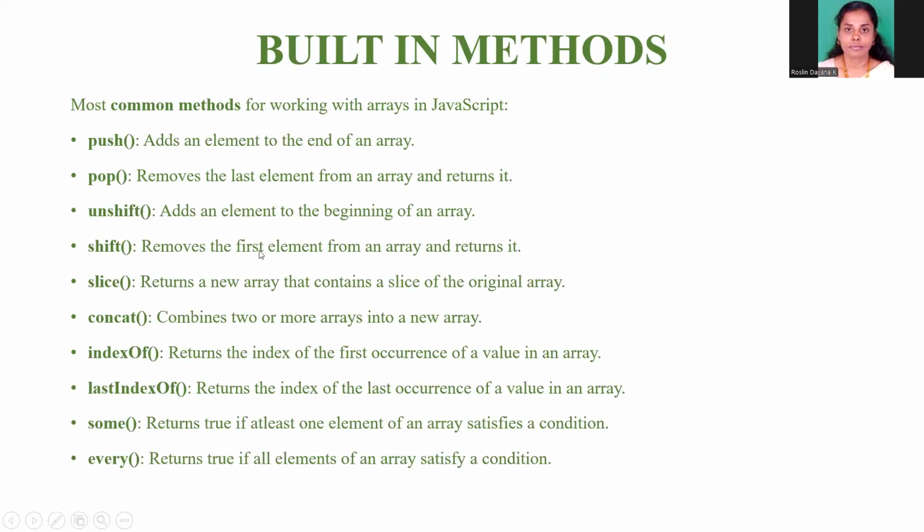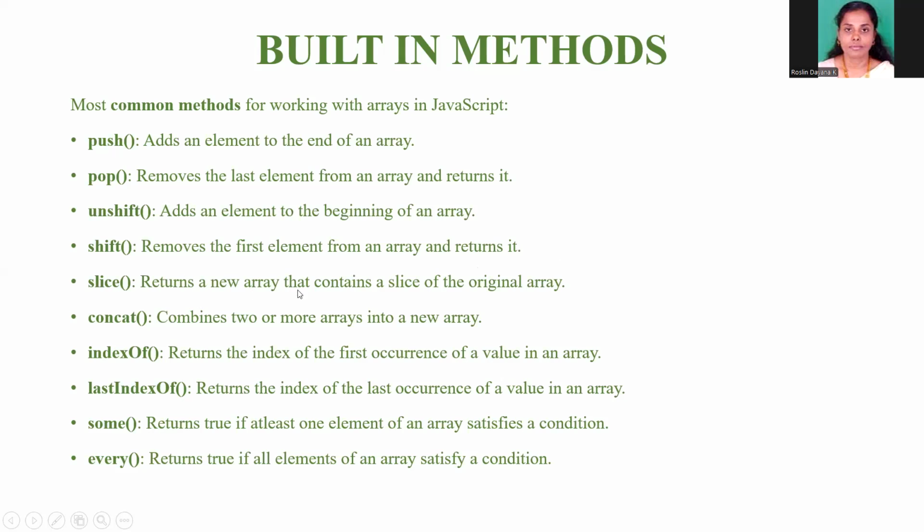Other methods that are most frequently used in arrays in JavaScript. Common methods used are the push() method. We saw it. It adds an element to the end of the array. The pop() method removes the last element from an array and returns that element. The unshift() method adds an element to the beginning of an array. The shift() method removes the first element from the array and returns it.